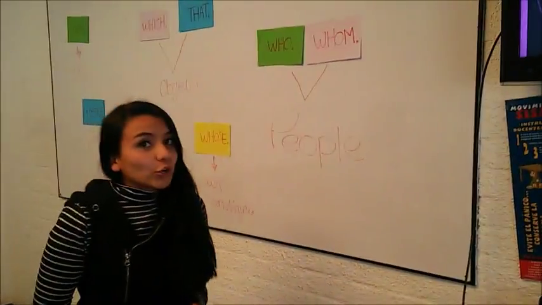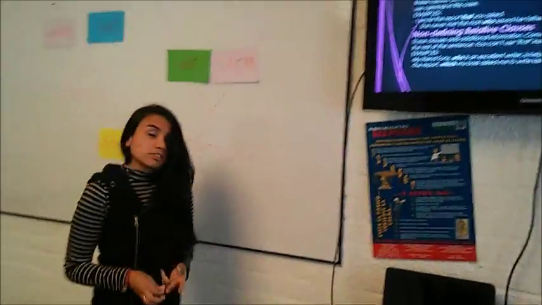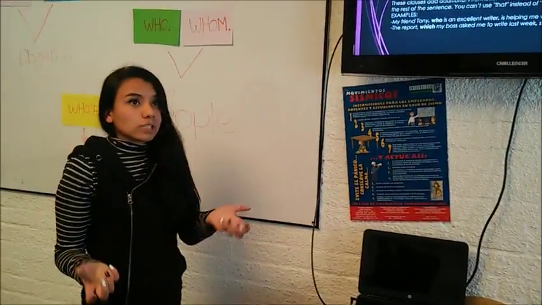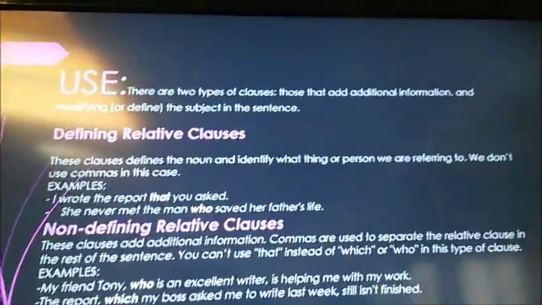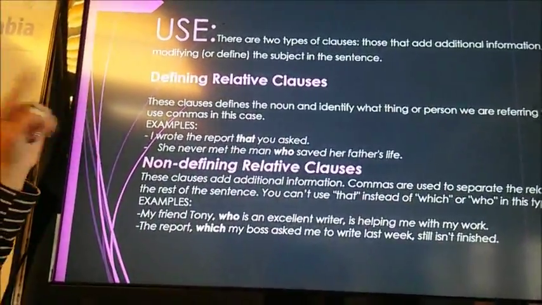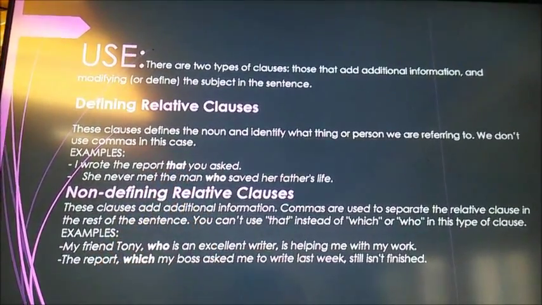Okay, next we are going to talk about the two uses we have for relative clauses. The first one is when you use it to join two sentences and to give additional information to your sentence. In this case, we don't use commas. So we have the example over here that says, I wrote the report that you asked for, where that is the relative clause.